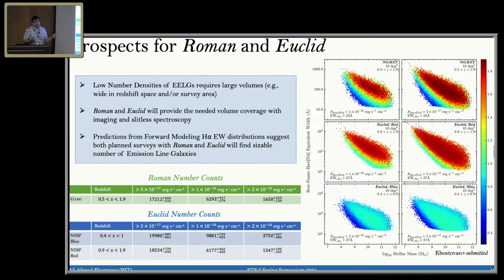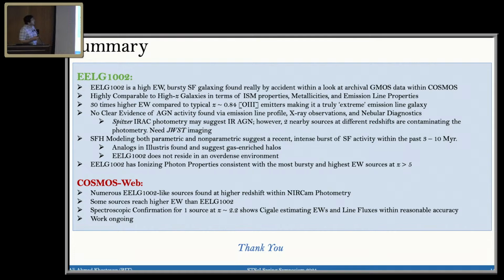And what we come to the conclusion of is, yes, we will find sizable numbers of these types of emission line galaxies in such wide and deep surveys with Roman and Euclid. So I'll leave the summary slide here, but the one thing that I will really point out is ELG 1002 was found within archival data.